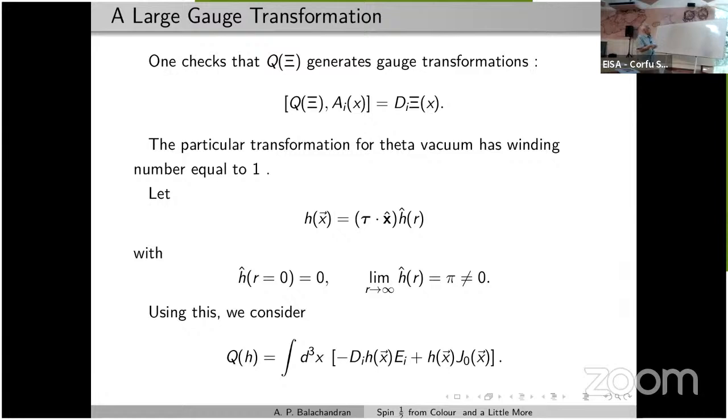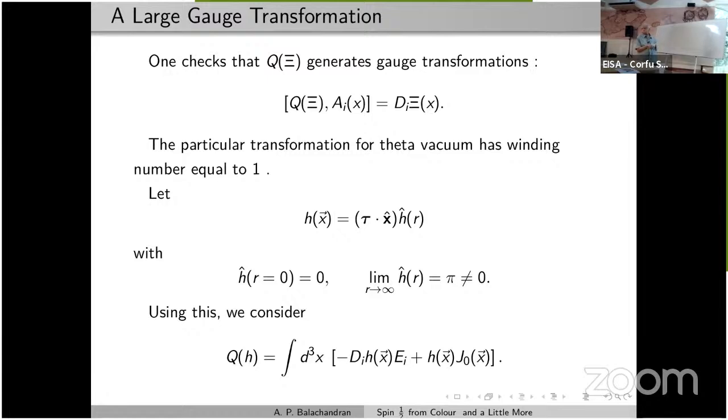So at infinity, this H hat of R becomes pi, and at zero, it vanishes. Because it vanishes at the origin, the fact that X hat by itself is not differentiable at the origin does not matter, because you can make H hat of R vanish at the origin, even in an epsilon neighborhood of R, and there is no problem. Okay? So this is a trick. This kind of thing has been used many, many times in Skyrmion physics. For example, with Fedele, we have done many calculations like this.